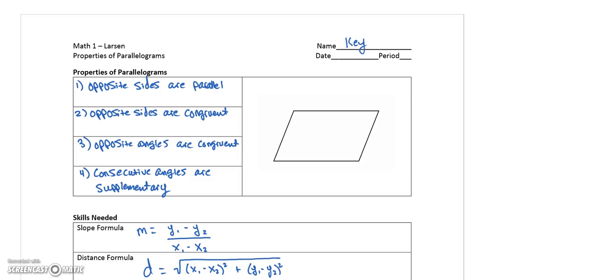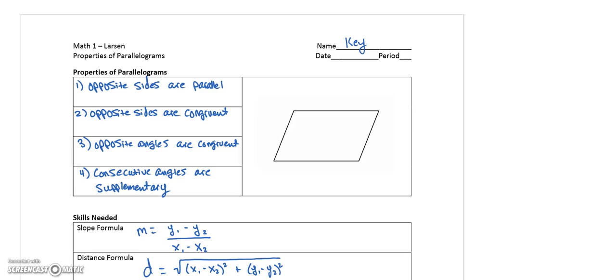Today we're going to talk about properties of parallelograms. So first page is going to be notes, and then on the second page we'll do three examples of solving for angles and side lengths. Actually, at the bottom of the first page, we'll show a few different ways to prove if a shape is a parallelogram.